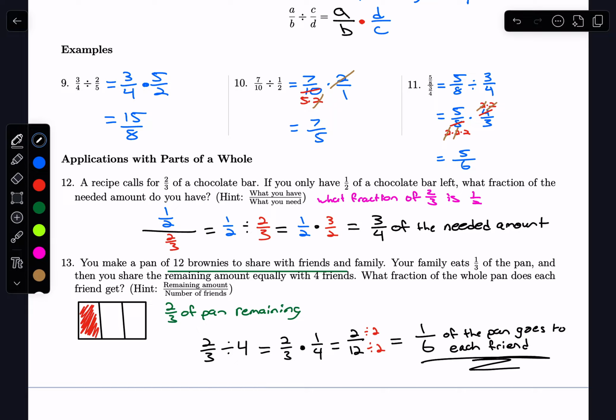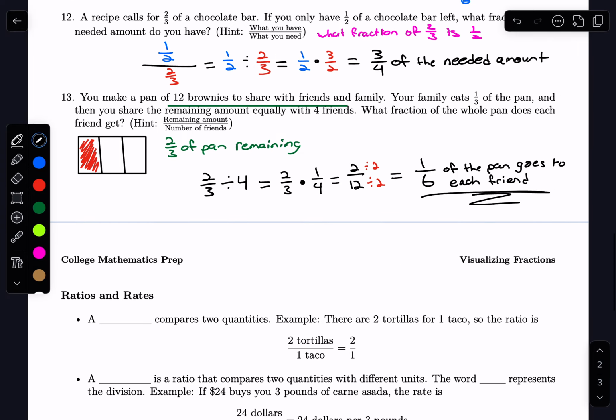So now, bonus question. If there was 12 brownies in the pan, how many brownies is 1/6 of a pan? So how many brownies does each friend get? Well, all we have to do is multiply 12 brownies times 1/6, which is going to give me 12/6, which is 2 brownies per friend. So if you make 12 brownies, each friend gets 1/6 of those. That is 2 brownies per friend.